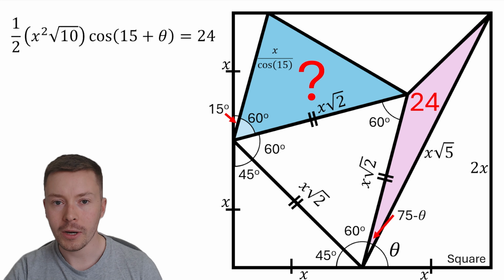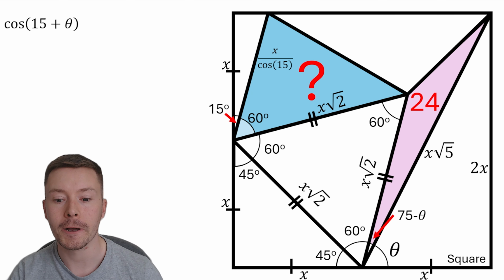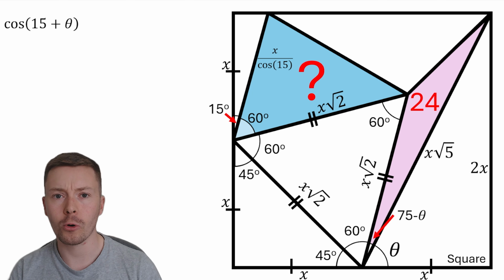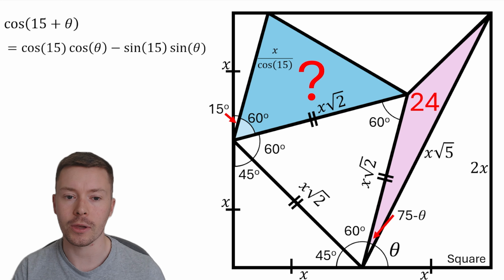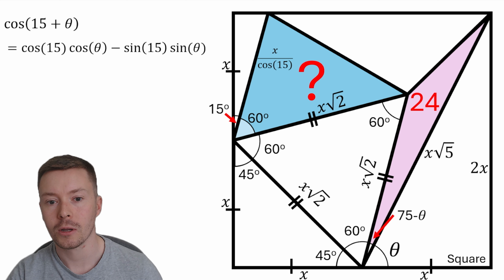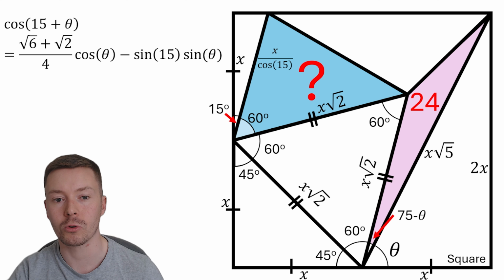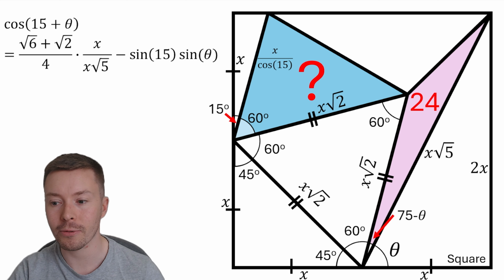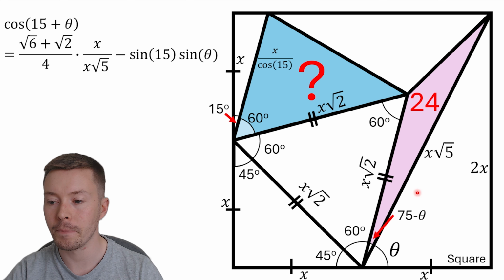Okay. Now from there, what I can do is use the not double angle formula, maybe that's not the right terminology, but cos (A plus B), and I can get this: cos 15 cos theta minus sine 15 sine theta. I can simplify that, or at least the first bit, that cos 15 to root 6 plus root 2 over 4, and then the cos theta, actually I get from this right-hand side right angle triangle.